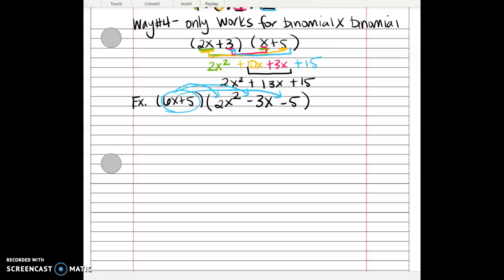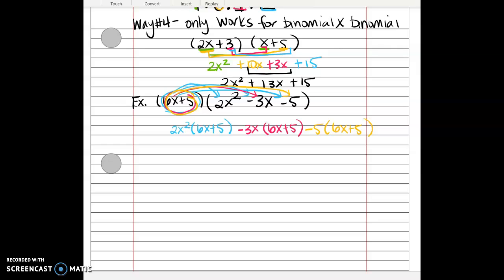So you're taking this 6x plus 5 times the 2x squared, or the 2x squared times the 6x plus 5. And then, different color, I'm going to take this 6x plus 5 and multiply it by the negative 3x, or I'm taking this negative 3x and multiplying it by the 6x plus 5. And then last, I've got my third color here, the 6x plus 5 times the negative 5, or negative 5 times 6x plus 5. And then, of course, we get to distribute again.